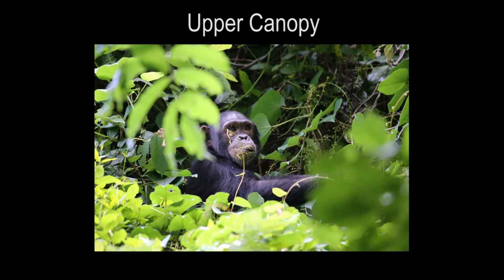This layer is where chimps spend a lot of their time searching for good fruiting trees as well as other insects to eat. Chimps also build their daily nests in the upper canopy. This layer produces nearly all of the shade for the lower levels of the forest.